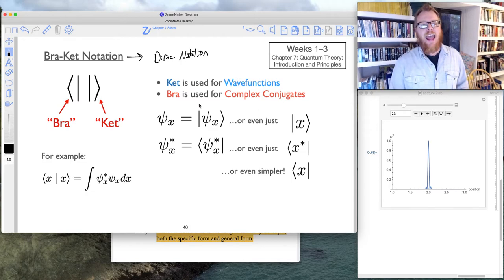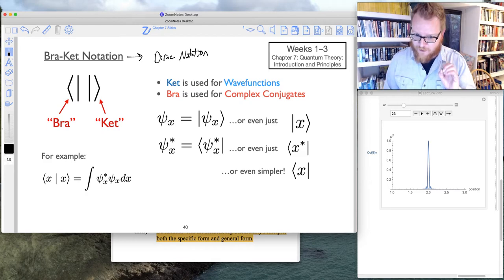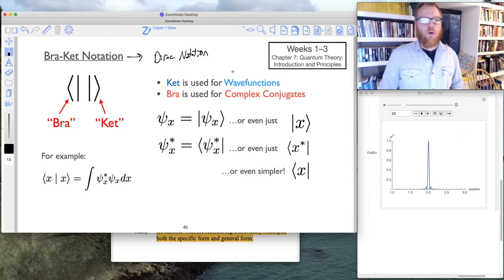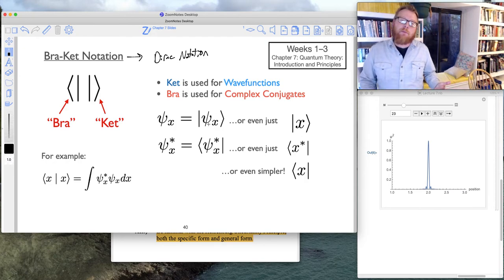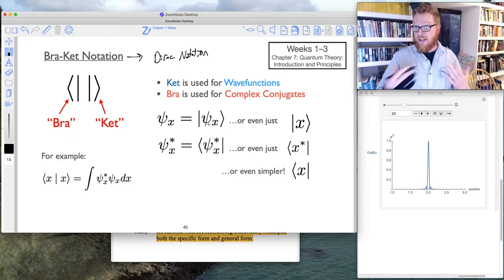A ket is used specifically for wave functions, and a bra is used for the complex conjugate of that wave function. For example, if I write psi of x, and I want to let my audience know that psi of x represents a wave function, then I can put it in a ket like so. That tells everybody familiar with Dirac Bra-ket notation that we're talking about a wave function. What I place in the ket is up to me and how I define my functions, perhaps when I'm writing a paper or spelling it out in a presentation.